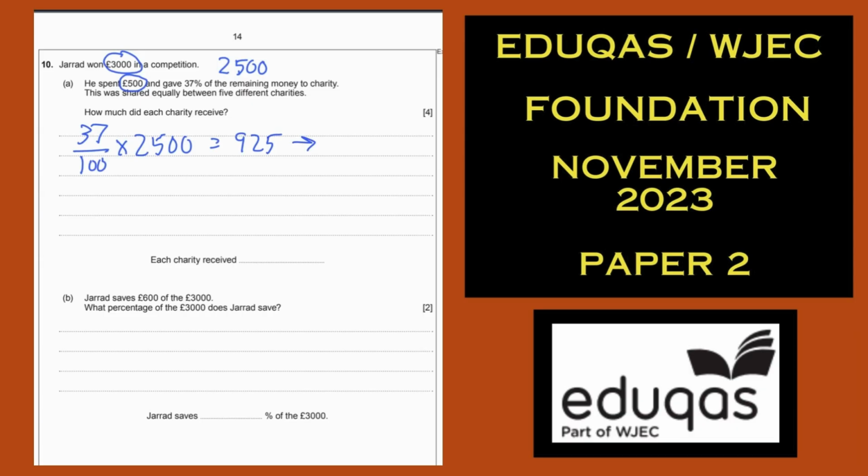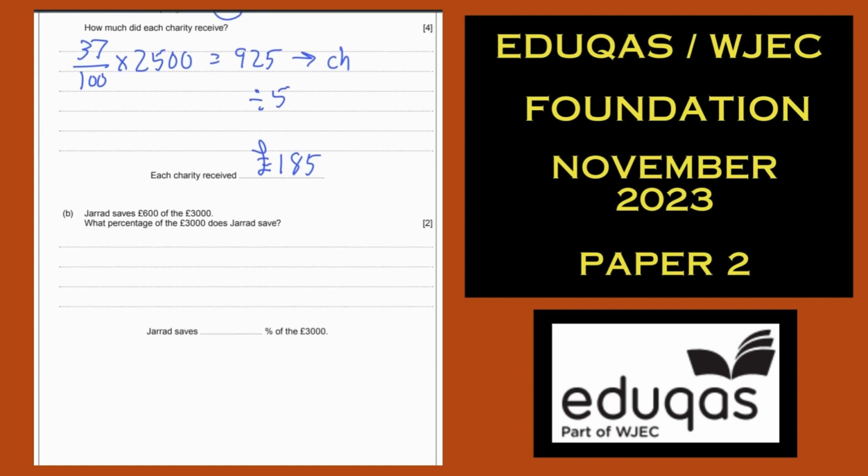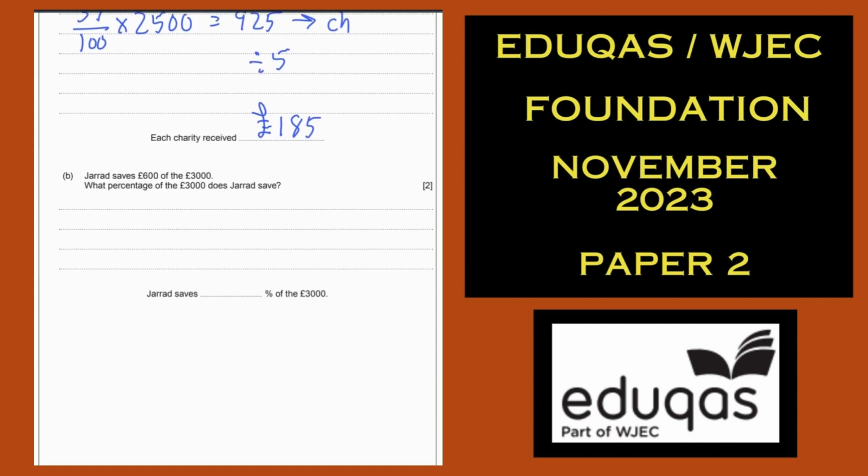925 goes to charity. This was shared equally between 5 different charities. Divide it by 5, £185. We don't need that info for part B.